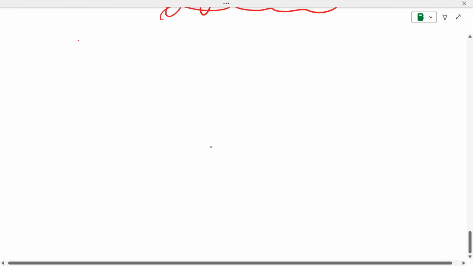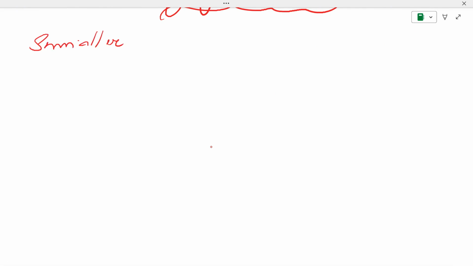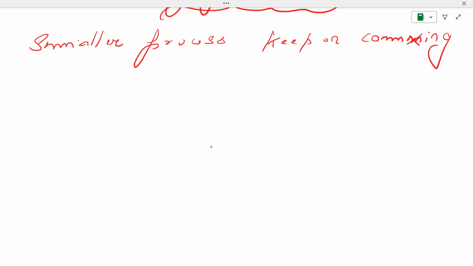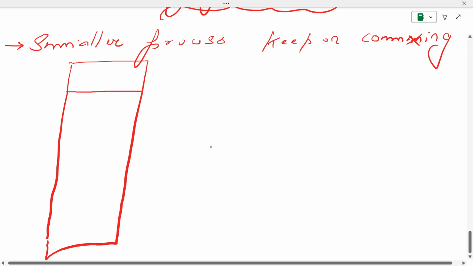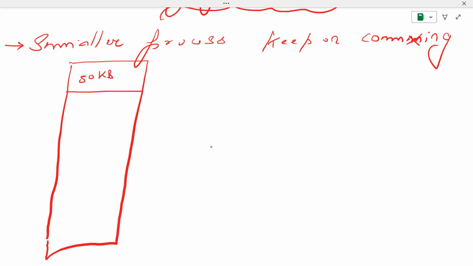Let's say only smaller processes keep on coming. Suppose all the processes are completed in the earlier part, but we have the partitions made as 50 kb, then a partition of 350 kb, then a partition of 400 kb, then a partition of 200 kb. This is based on the earlier example.